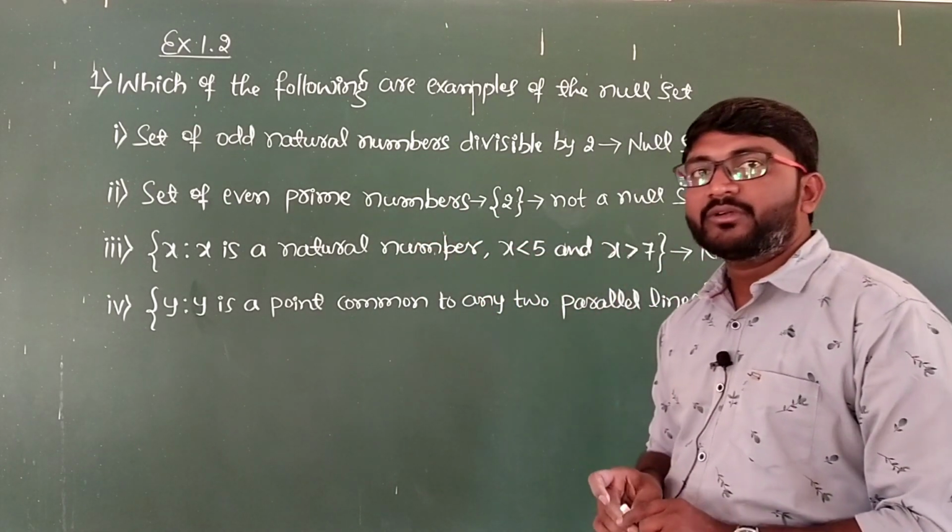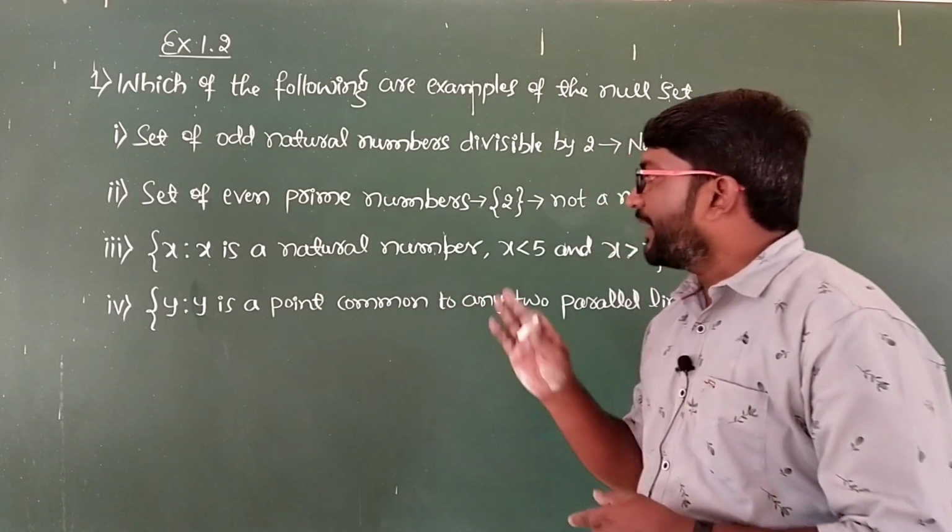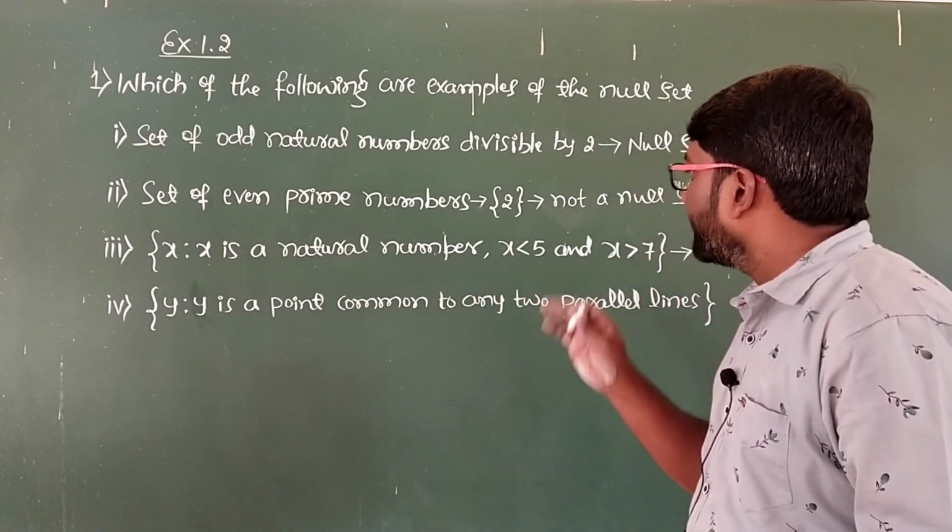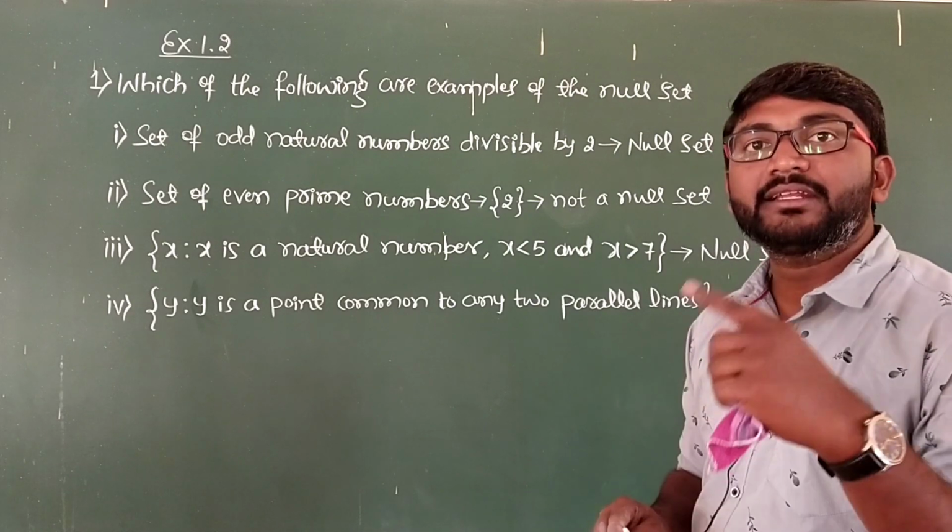Then now take up Roman number 4: y such that y is a point common to any two parallel lines.